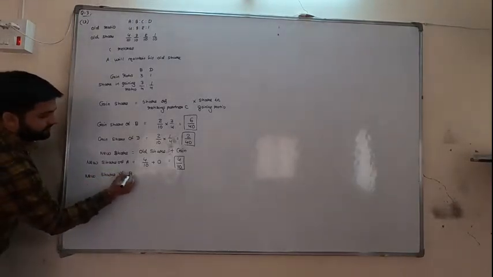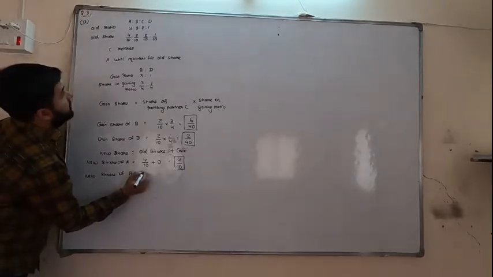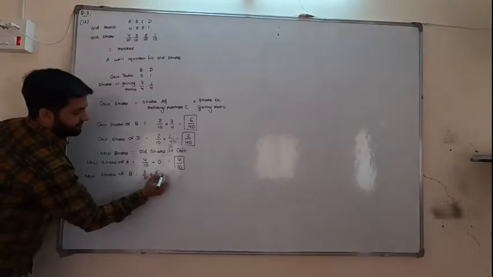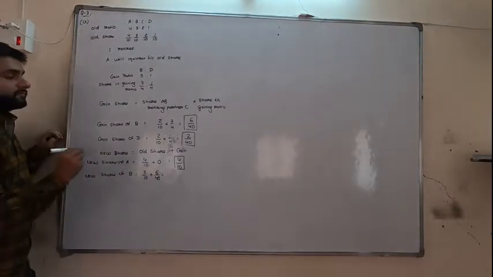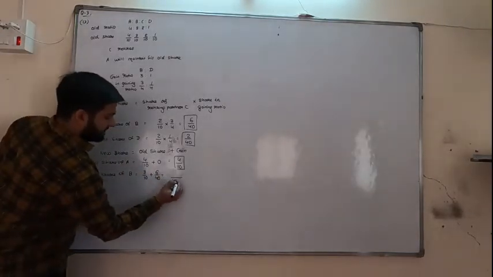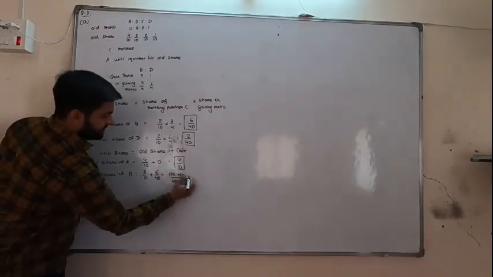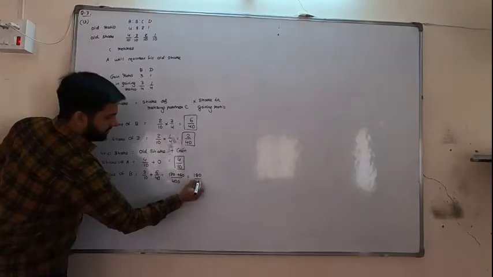New share of B. Old share of B is 3 by 10. Gain is 6 by 40. So 40 tens are 400, 4 threes are 120, 10 sixes are 60, so 180 by 400.